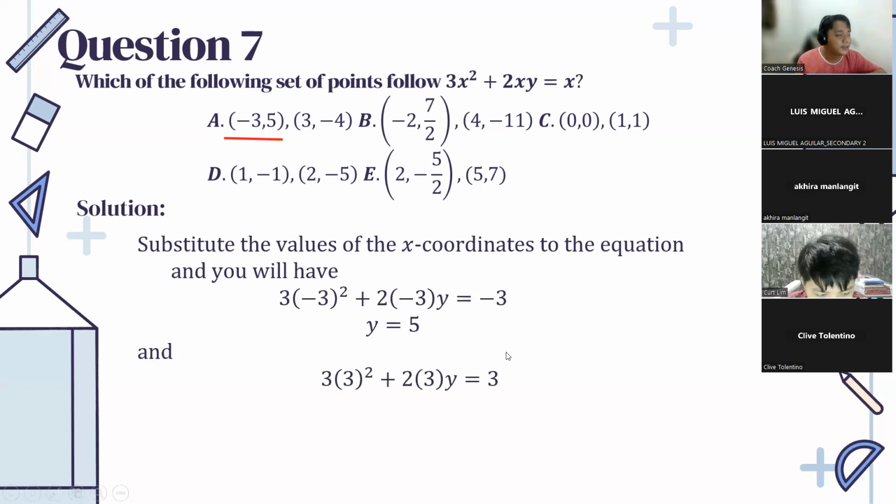Also, if you substitute 3 here, we must expect to have -4. So y is equal to -4. If the 2 points here satisfy the equation, then it is already the answer. So that means the answer is letter A. If A does not satisfy, then you proceed to the other points. It's easy to substitute, so don't have to worry.